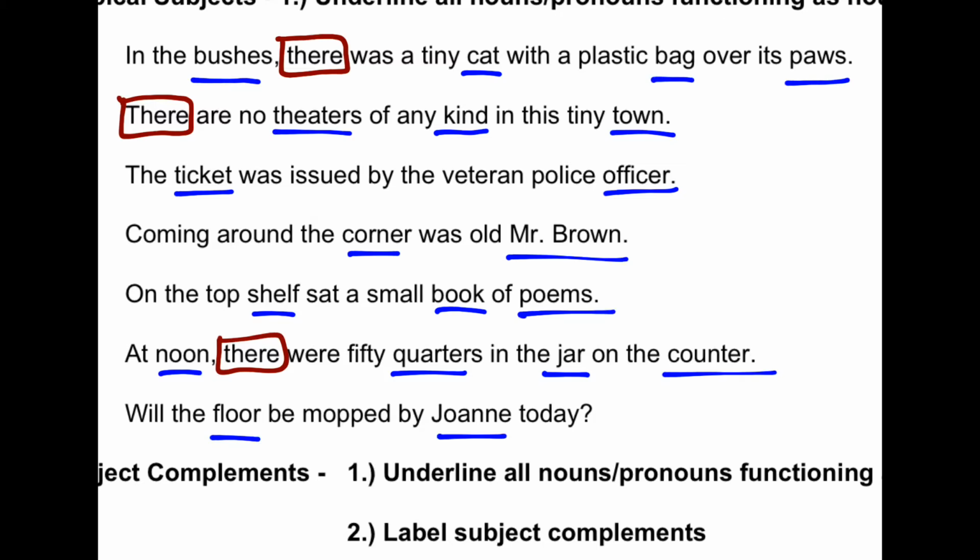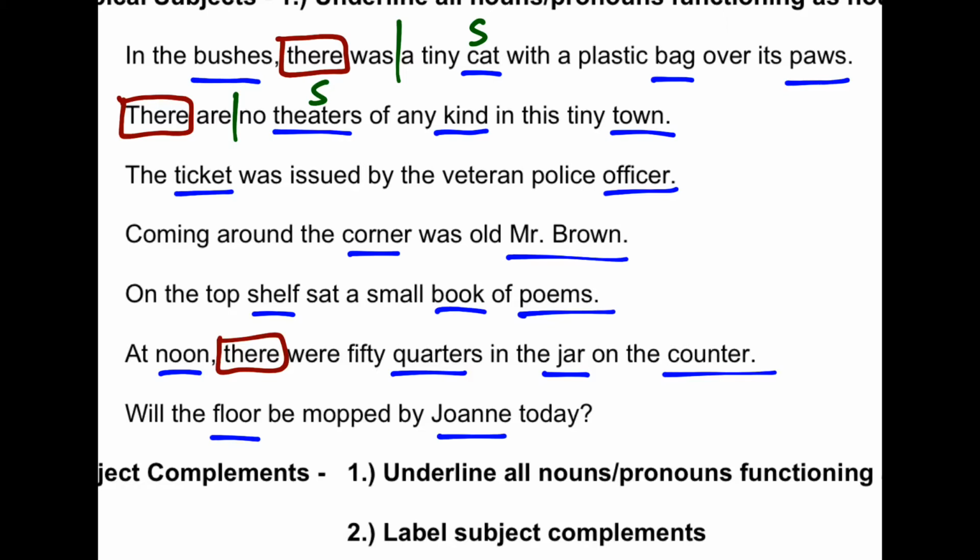In the first one, cat is the subject. This sentence could read, a tiny cat with a plastic bag over its paws, that would be the complete subject, was in the bushes. There's our complete predicate. Instead, we have this complete predicate first, and then the complete subject. In the next one, theaters is the subject.